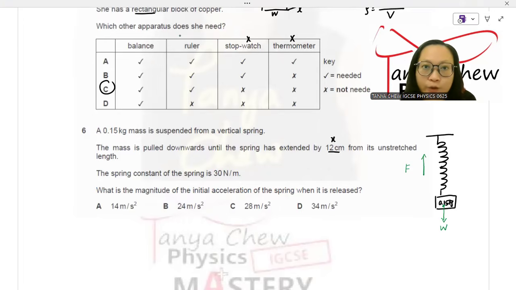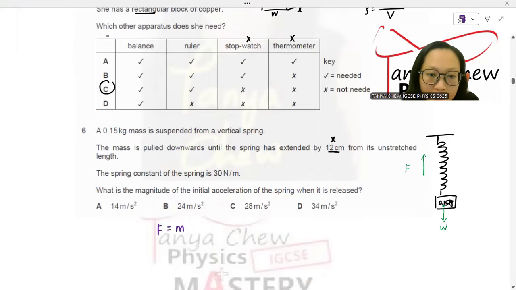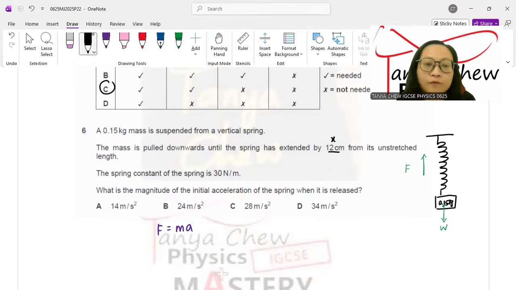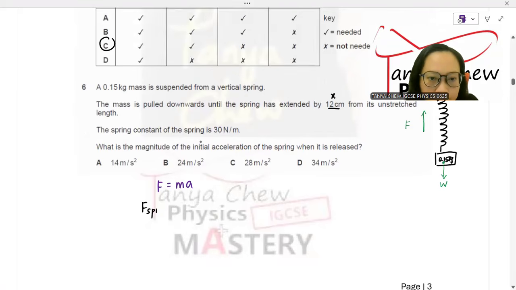Now, if you want to find the acceleration, do you still recall the equation of the acceleration? F equals to ma. But this F has to be resultant force. What is resultant force? Resultant force is the sum of all the forces that are acting on one object or one system. Resultant force in this case, F must be larger than W because once you release the force, the spring is going to pull the mass upwards. So I would say upward force is larger than the downward force. I would say this is a force on the spring minus the weight of the mass is equal to ma.